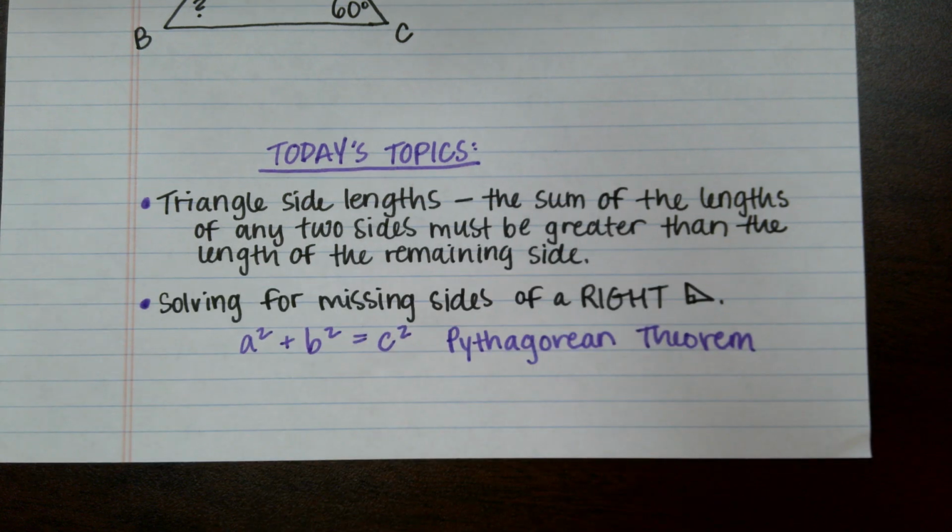And then we're also going to talk about right triangles and how to use the Pythagorean theorem. Have you ever seen this before? A squared plus b squared equals c squared? Yeah. So that's something we'll probably play around with a little bit today.